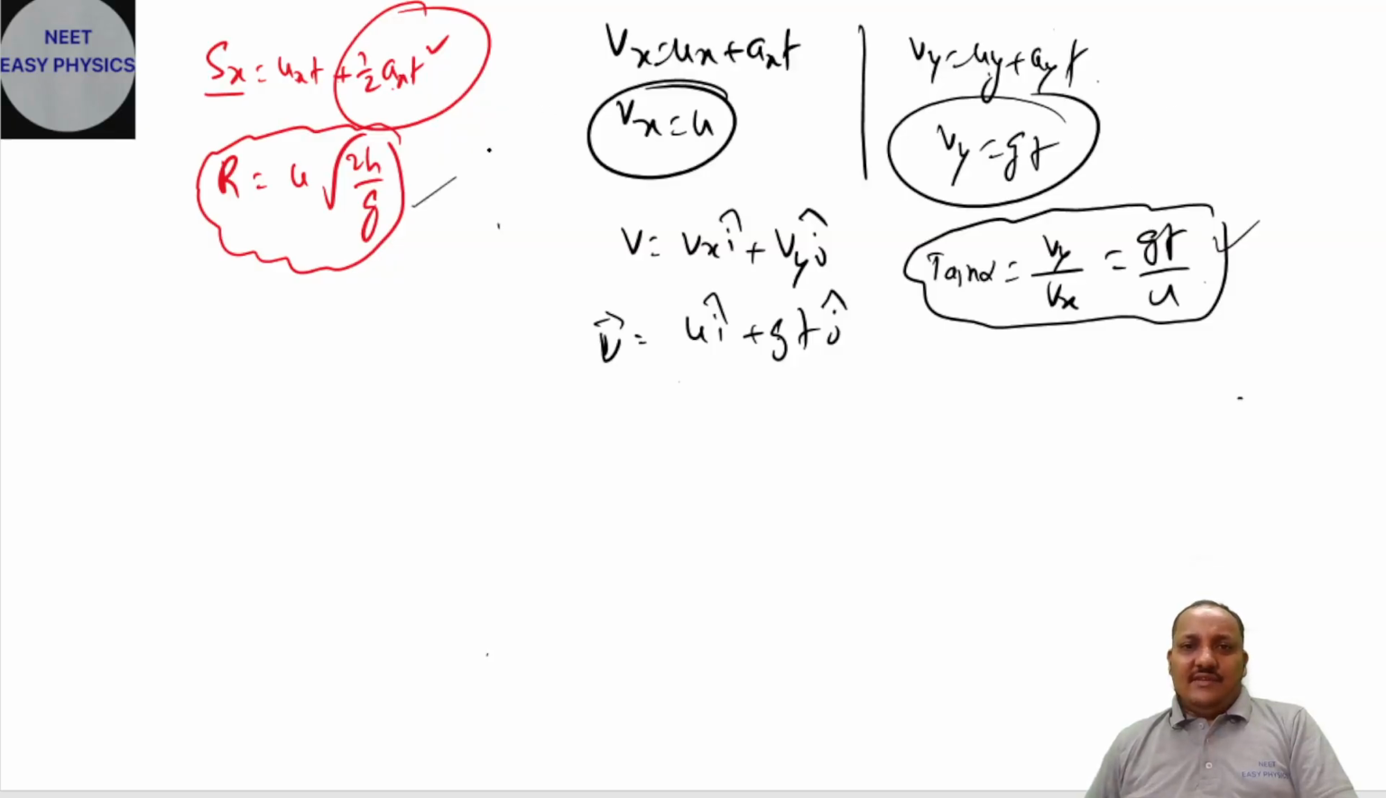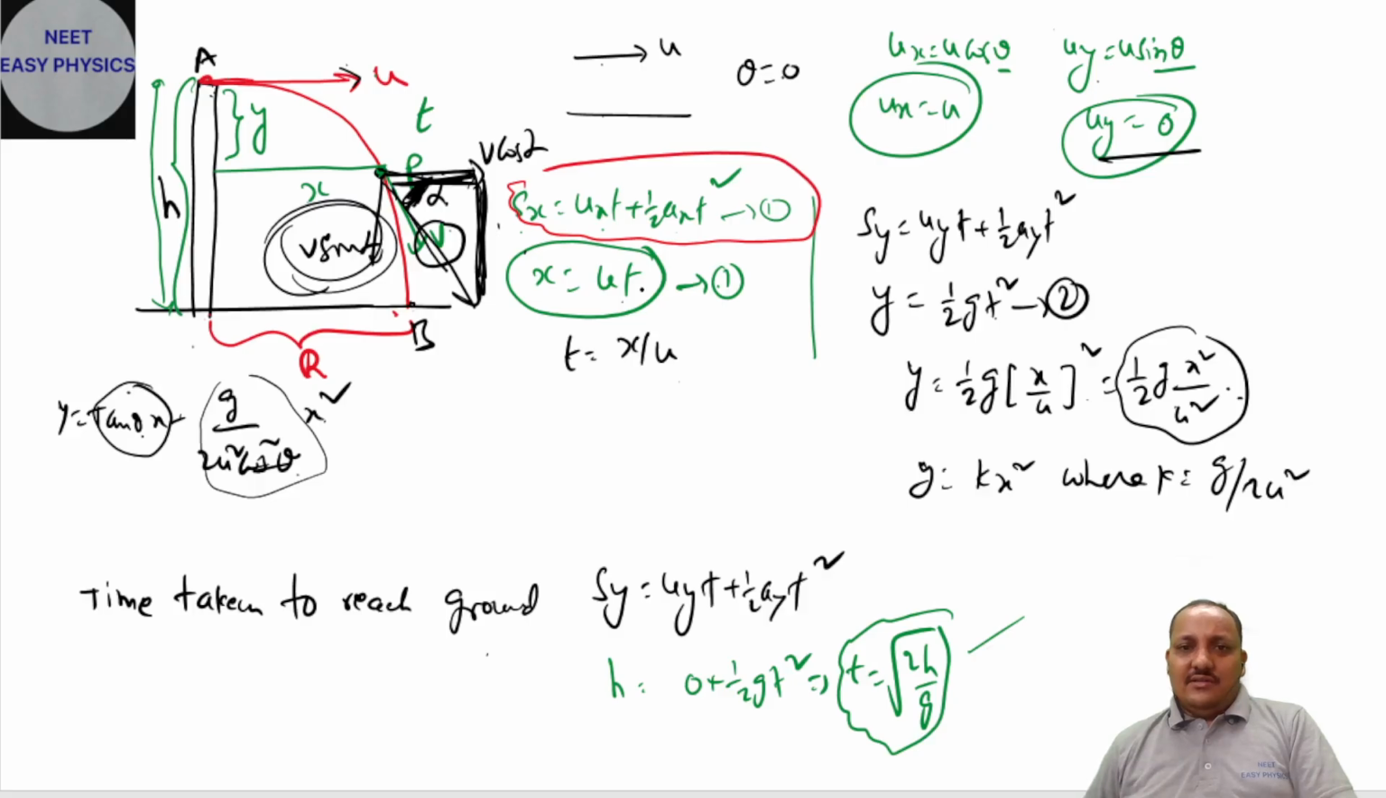So the range equation you have to remember. What is its velocity after t time? If they ask for the magnitude, what is the magnitude of velocity? Root of u square plus gt whole square. So these are very important relations. Just remember them. It will be easy by comparing with ground to ground projection from the previous class. Okay.